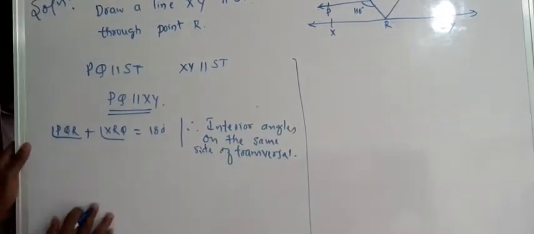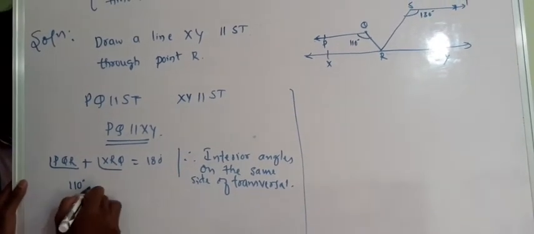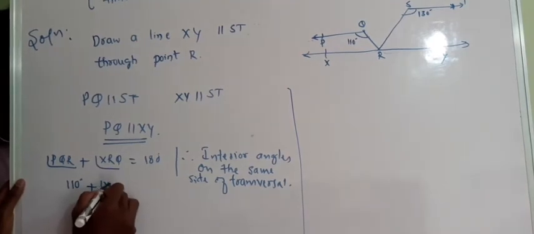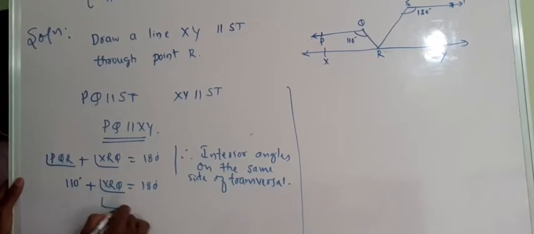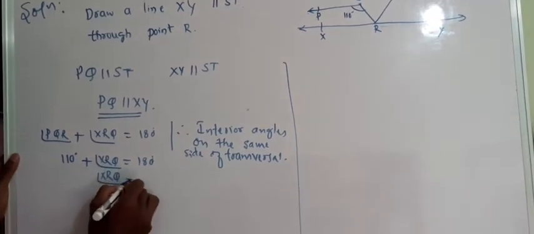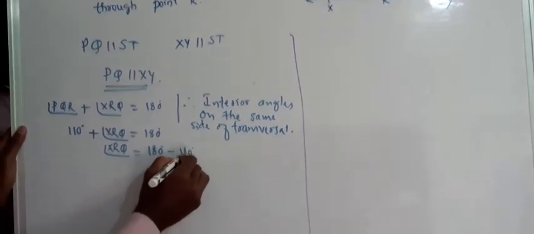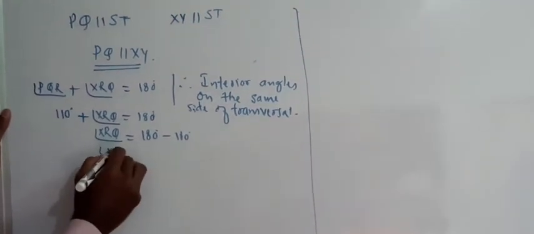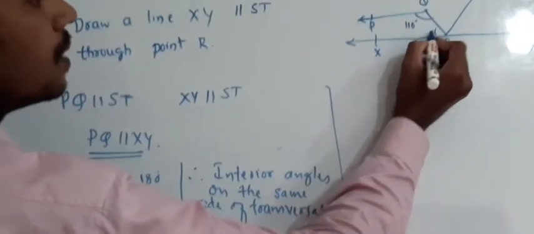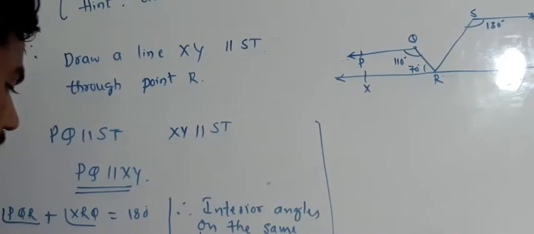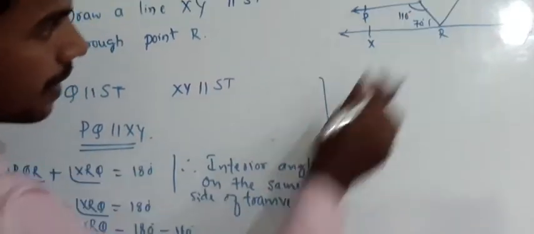Okay. Now, what is PQR? 110 degrees. Plus, what is XRQ? We need to calculate it. It is 180 degrees. Angle XRQ is equal to 180 degrees minus 110 degrees. So angle XRQ is equal to 70 degrees. What do we need to calculate? We need to calculate QRS.